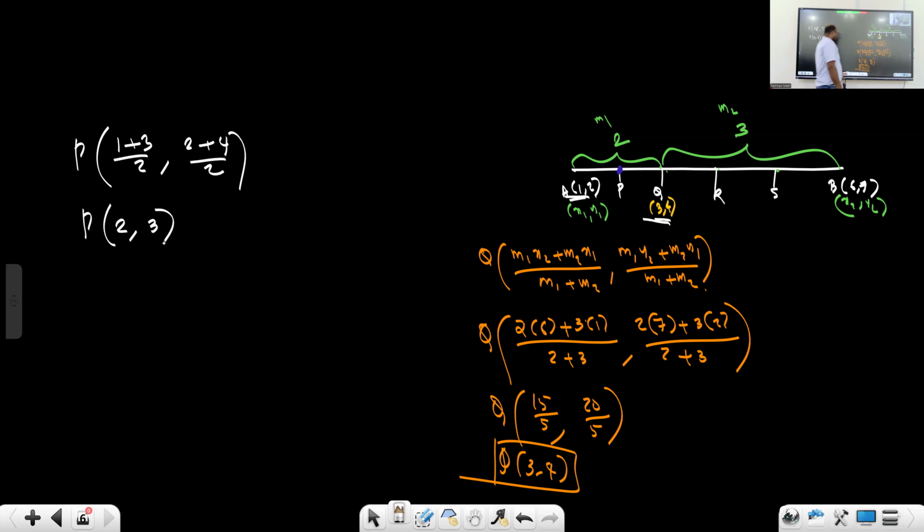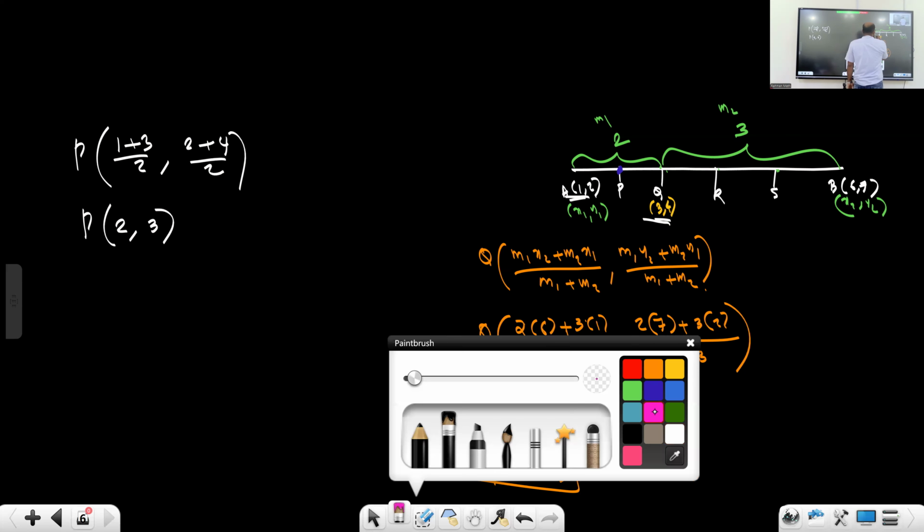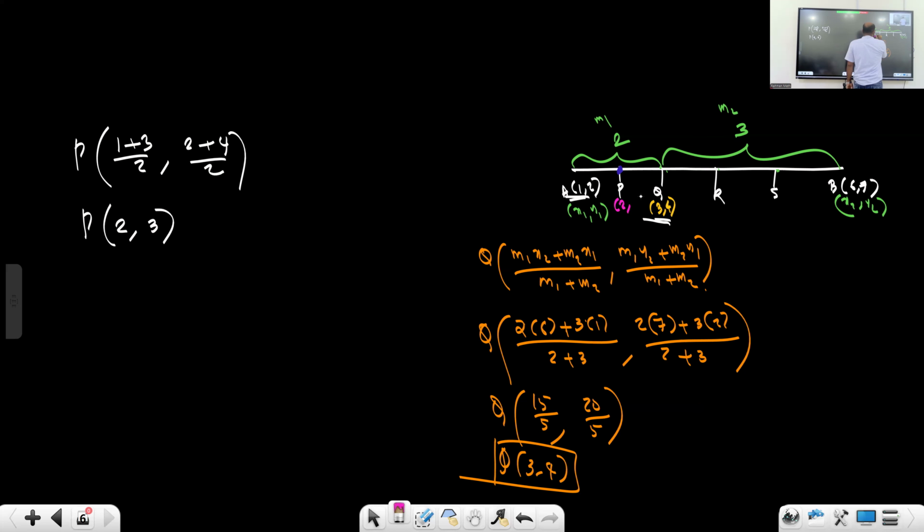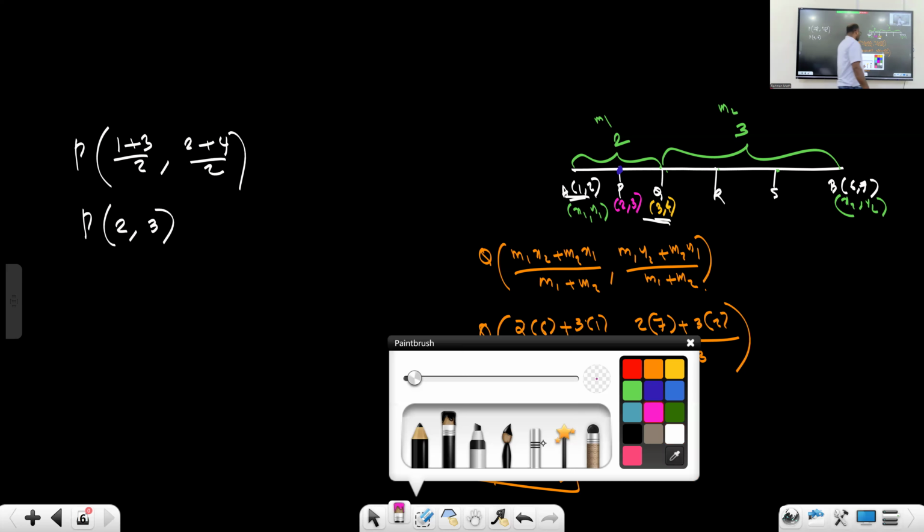Please place it in the diagram. Everything you have to place in the diagram. This is (2, 3). Now here many people are making mistakes. That's why listen carefully.